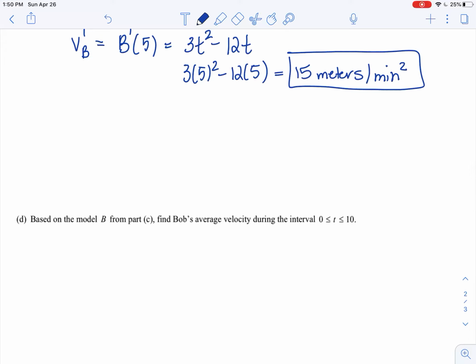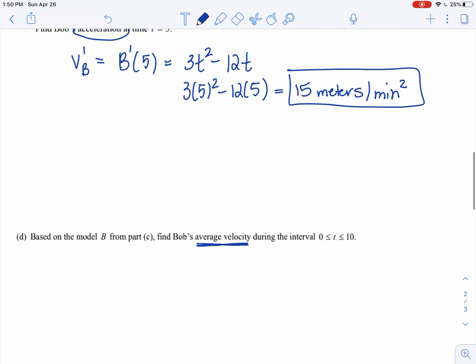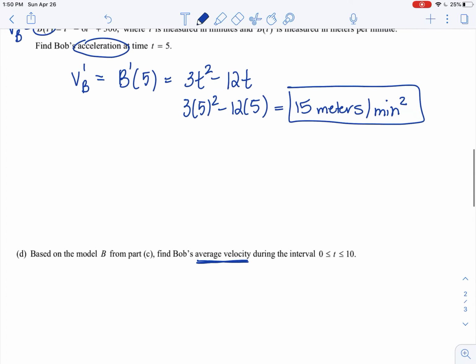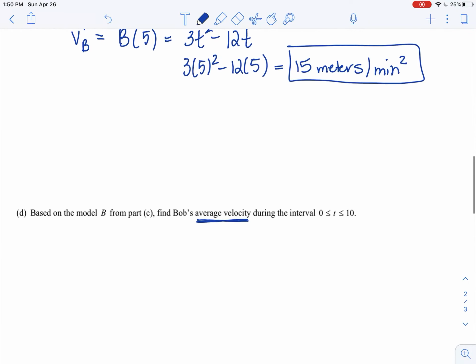And then last but not least, letter D, it says, based on the model from part C, find Bob's average velocity during the interval from 0 to 10. So average velocity, okay, when you're doing an average value, you ask yourself, do you have the function you want the average of, or do you need to take its derivative? We have Bob's velocity. We have the function we want the average of, so we're going to have to use average value. Average value was 1 over b minus a, integral from a to b of f of x dx.